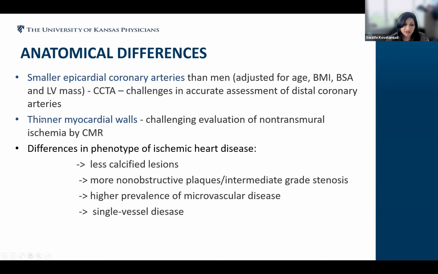Women also have thinner myocardial walls, and this makes the evaluation of non-transmural ischemia in particular challenging by CMR, and I'll go over this in detail in the following slides. There's also a difference in what kind of ischemic heart disease women have. They have less calcified lesions, more non-obstructive plaque. There's a higher prevalence of microvascular disease, and there's also a higher prevalence of single vessel disease in women.